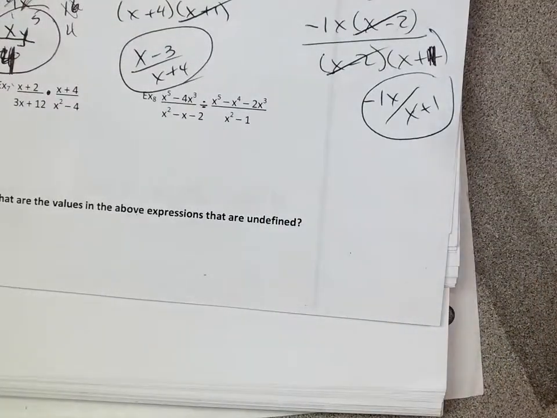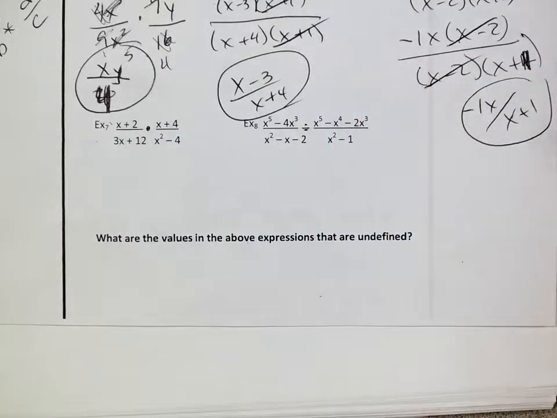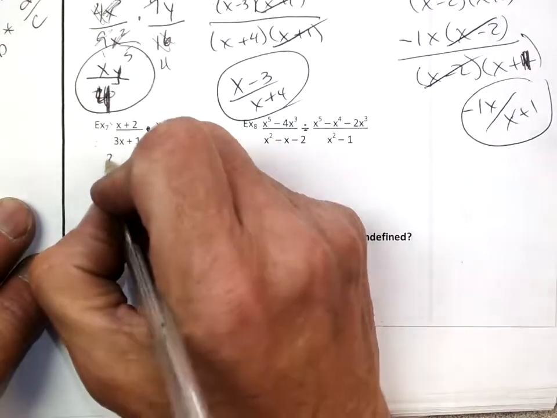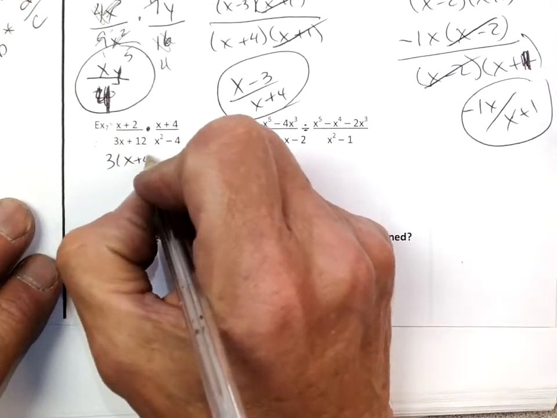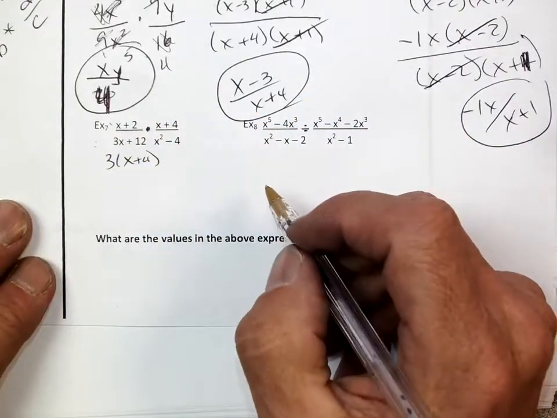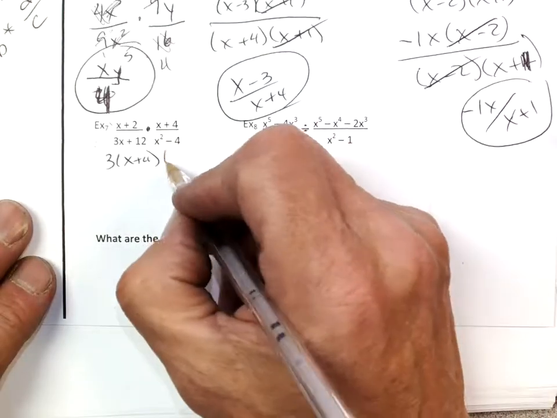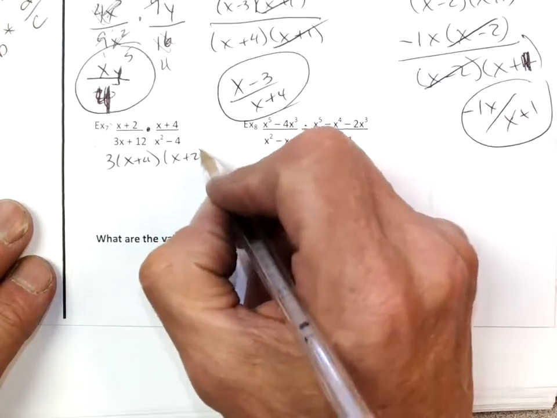Okay, before I do 7, is there anything I can factor? Yeah, let's take out a 3. We'll have an x plus 4. What else could I factor? X plus 2, x minus 2.